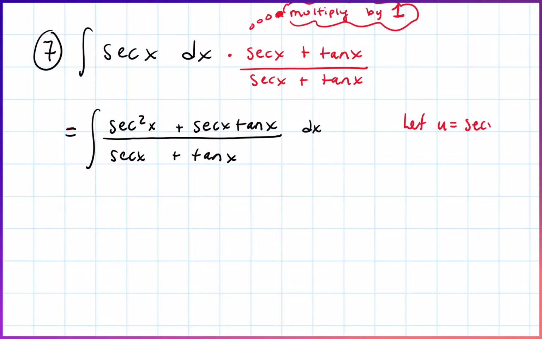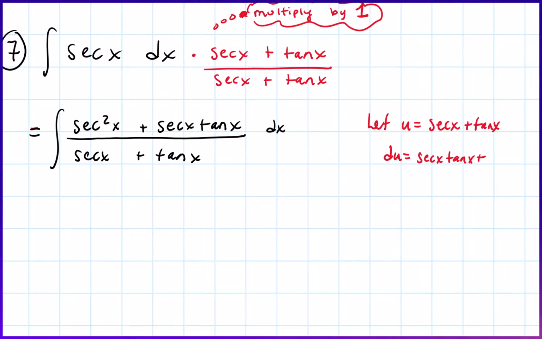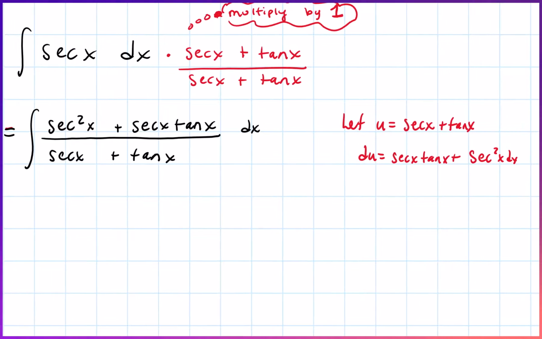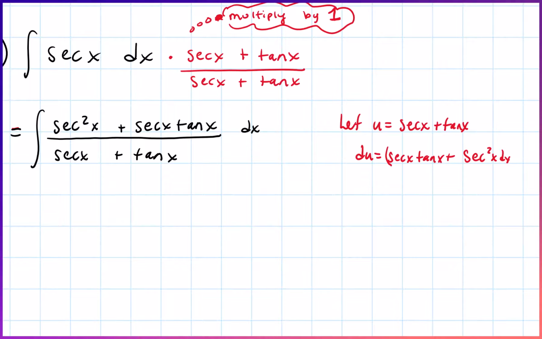U equals the secant of x plus the tangent of x, and du then would be secant of x tangent of x plus the derivative of the tangent, which is secant squared of x, and then move the differential dx. So look at that. That is exactly the numerator, and that is exactly the denominator. And we can make that substitution, and look at what happens.